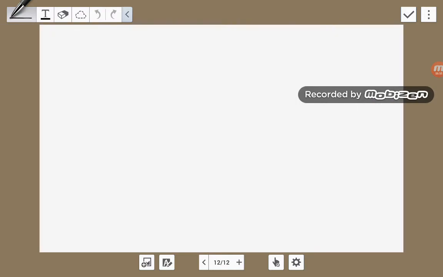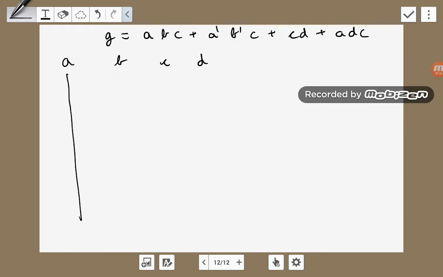Let's take one more example. Let's call it G equals ABC plus A naught B naught C plus CD plus ADC. This is the last example for today, so let's see what we have to make from this one. How many variables? A, B, C, and we have a D, so four this time. Not a problem for us. We know the basics, we're gonna deal with it. Easy.